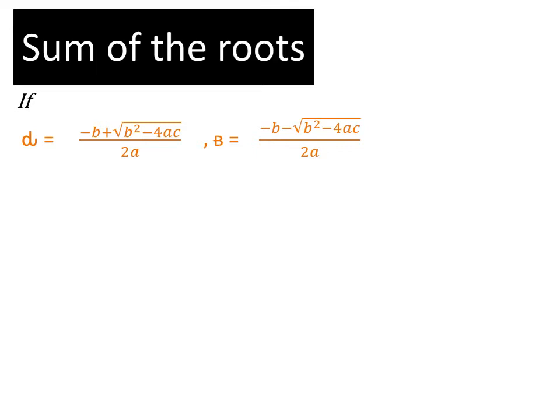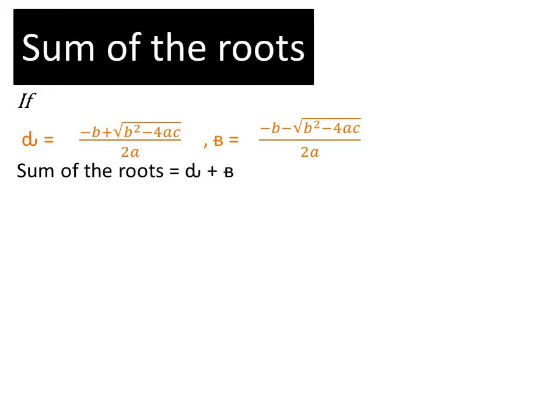We suppose these roots are named alpha and beta, where alpha equal to minus b plus under root b square minus 4ac over 2a and beta equal to minus b minus under root b square minus 4ac over 2a. Now we will add both these roots for finding the sum of the roots. For this we will write sum of the roots equal to alpha plus beta. Here we put the values of alpha and beta.